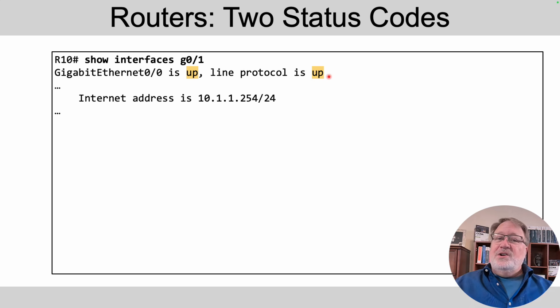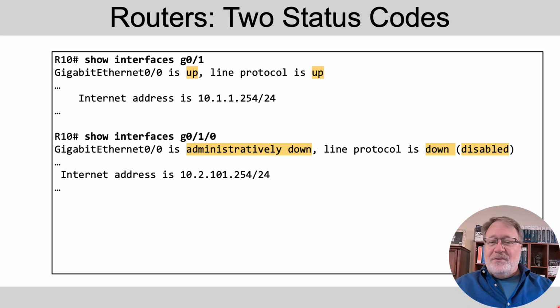Now, because you issued a no shutdown to bring it up, and everything's physically working on that interface, then the 2 status codes are up and up. That interface is working. And we see the IP address we just configured on gig 0/1, and we see the prefix style mask, not the dotted decimal mask that we just configured in that command. So once again, it's important to be good at mentally converting between the styles of masks, just so you're comfortable with that kind of thing. Now on the other interface, we still see the IP address we configured on gig 0/10 in that case.